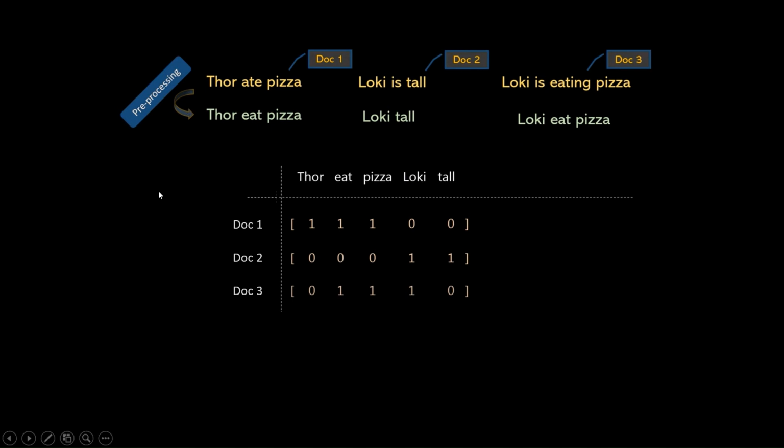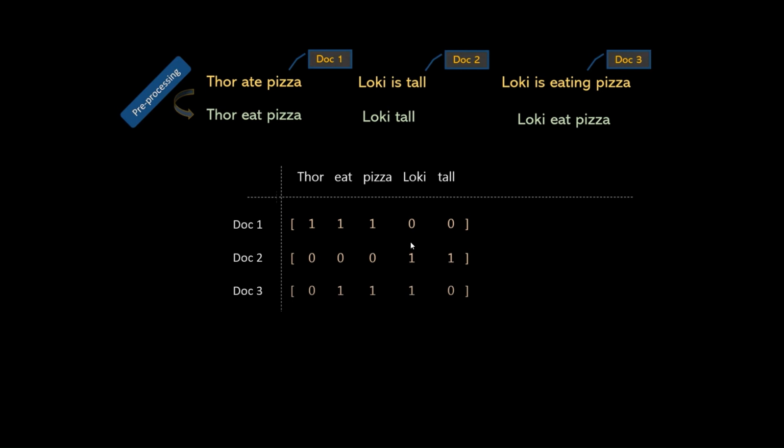With this, considering all these documents, document 1, document 2 and document 3, and when these are processed, the vector that has been generated is this one. From the first document, Thor eat pizza was presented. In the second document, Loki and tall are present, and the remaining elements become zero.